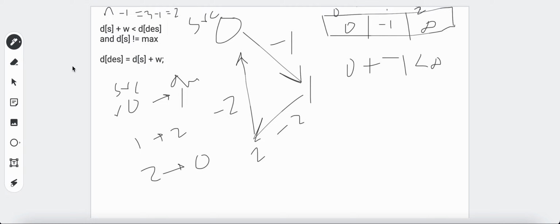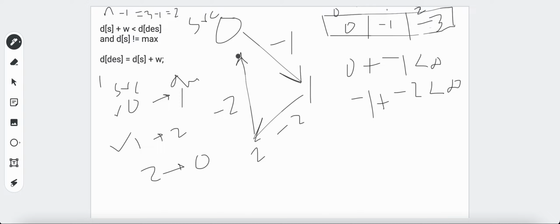Okay, now again we are at this position. This is the very first iteration that we are doing. From 1 to 2 we have a weight of minus 2. The distance of 1 is minus 1, plus the weight minus 2, is less than infinity. Sure, it's less than infinity. So we will be updating this value with that sum, distance of source plus weight, which is minus 3. Okay, that is also fine.